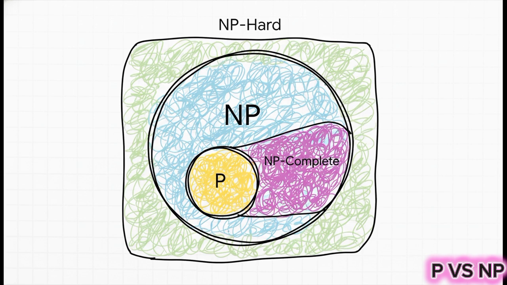And finally, you see the NP-hard circle? It totally contains all of NP-complete, but it also stretches outside of NP. That's because a problem can be at least as hard as NP without its solutions necessarily being easy to verify.